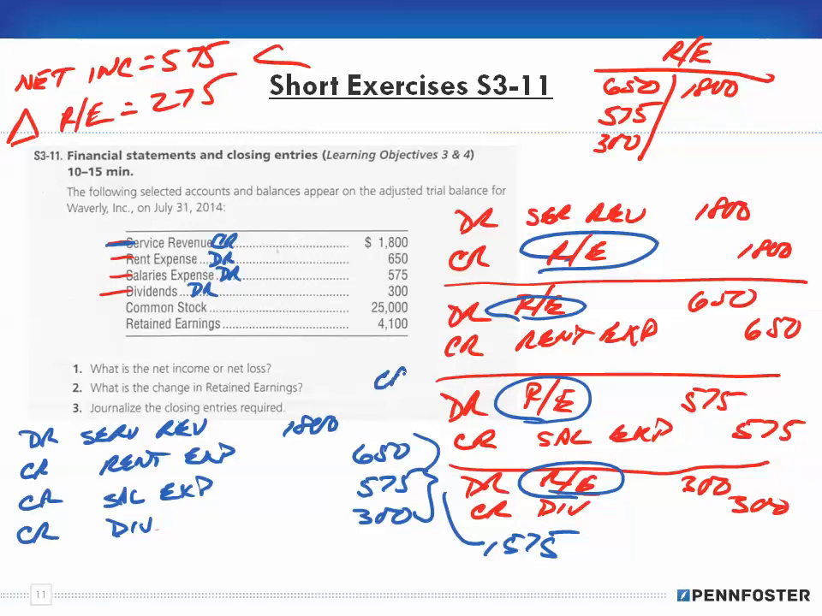These are my credits and these are my debits, right? Well, if my credits are 575 and my debits are 1800, that means I have to credit something else to the tune of $275. I'm sorry, not debit, credit. And what am I going to credit? Well, where am I putting it? I'm putting it in retained earnings.